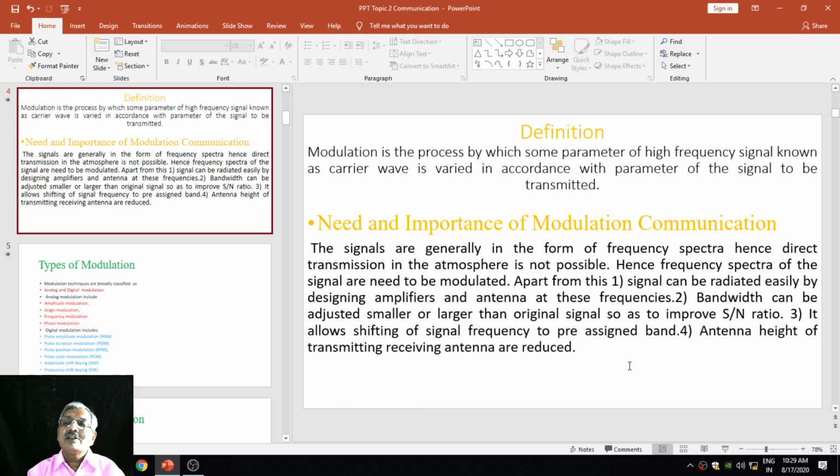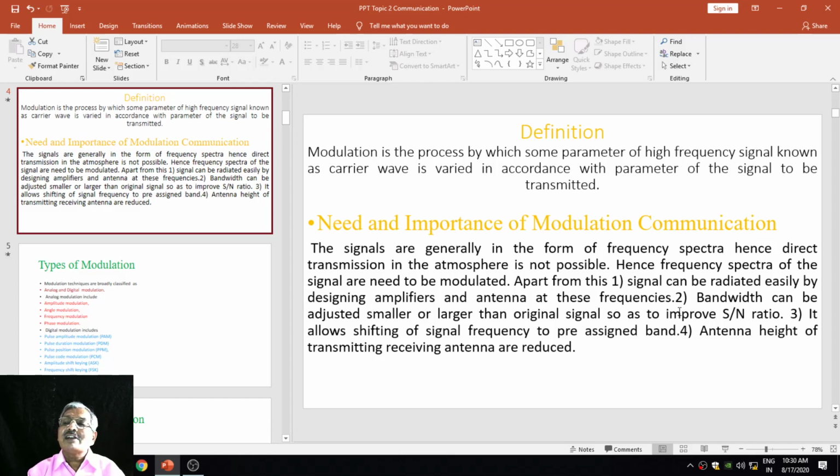As in the first topic, even though it is not part of the syllabus, we have discussed the frequency spectrum. That includes the range of frequencies which is being used for serving different purposes in communication. So all those signals exist in the form of a frequency spectrum.